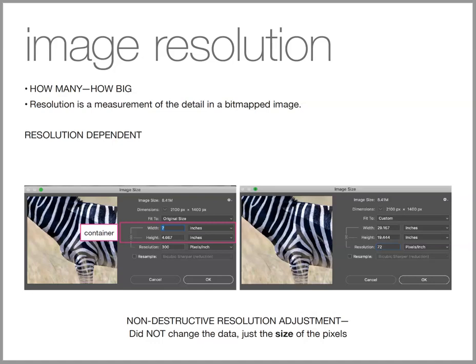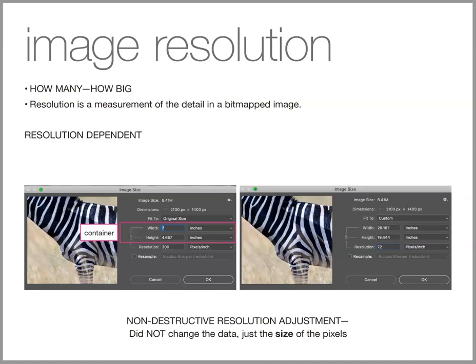Now, raster images are resolution dependent. That means you want to have as good as you need, not more, not less, at your final print size. Now, the big thing is understanding how do we determine what that is and what we need it to be. And if it isn't what we need it to be, how do we fix it? There are two kinds of adjusting resolution. One is non-destructive and one is destructive. Clearly, the non-destructive is the one we want to use.